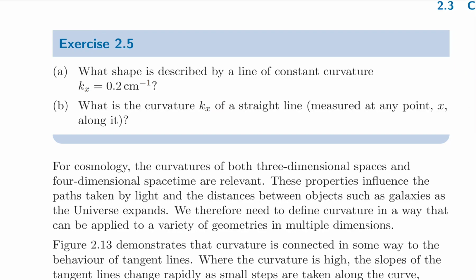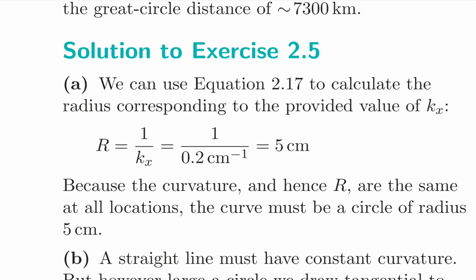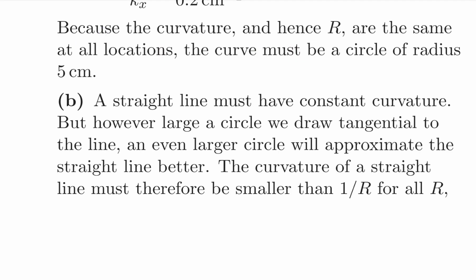Exercise 2.5. Question A: What shape is described by a line of constant curvature kx equals 0.2 per centimeter? Question B: What is the curvature kx of a straight line measured at any point x along it? Back to question A. We can use Equation 2.17 to calculate the radius corresponding to the provided value of kx, where r equals 1 over k equals 1 over 0.2, which equals 5 centimeters. Because the curvature and hence r are the same at all locations, the curve must be a circle of radius 5 centimeters.